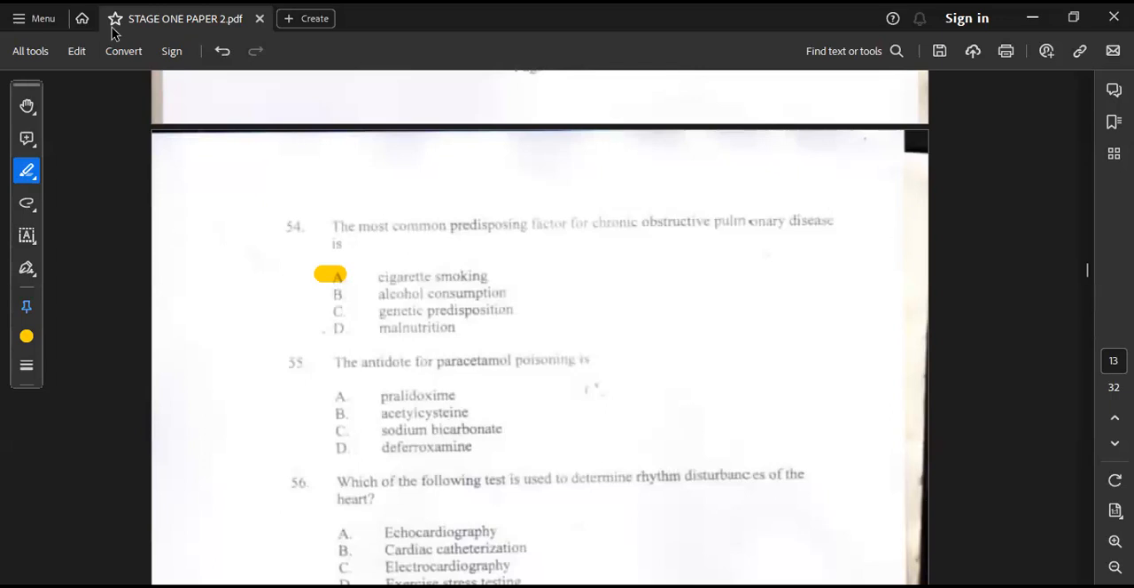And then they're classified into 4 stages according to the forced expiratory volume. So the first stage is greater than 80%, that's mild. The second stage is moderate, 50 to 79% predicted. The third stage is severe, 30 to 49% of the forced expiratory volume. And then the fourth stage is very severe, less than 30%.